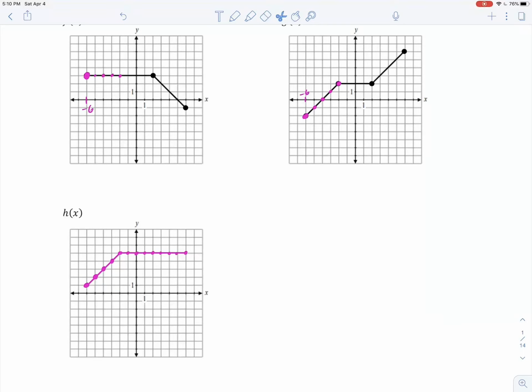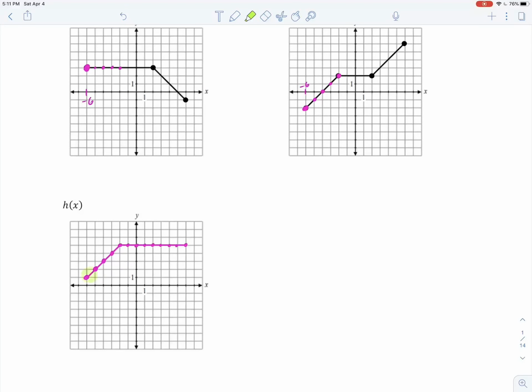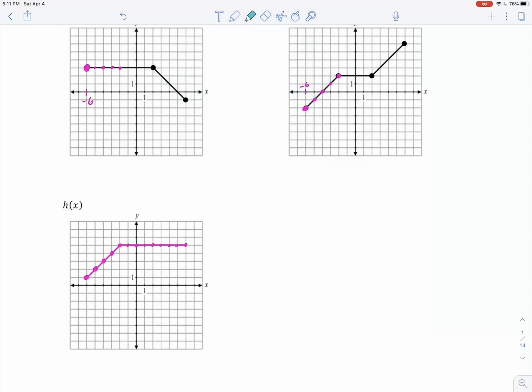Now, worth noting about this example, we had the same domain for each f and g. So this first function went from -6 to +6 for its x values. G went from -6 to +6 for its x values as well. And so our resultant function also went from -6 to +6. Green on pink is questionable at best.